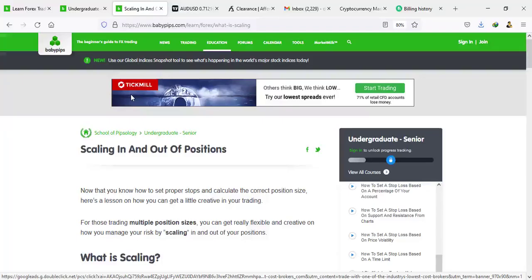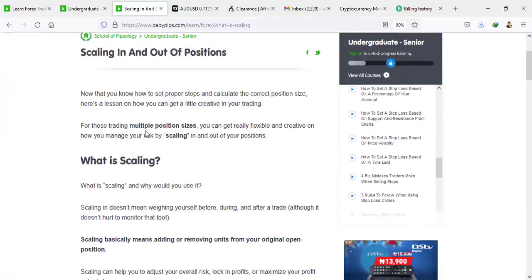So here we are on scaling in and out of positions. Now, what does this actually mean? You now know how to set a proper stop loss and calculate the correct position size, and it's now time for us to get a little creative in our trading. For those trading multiple position sizes, you can get really flexible and creative on how you manage your risk by scaling in and out of your positions.